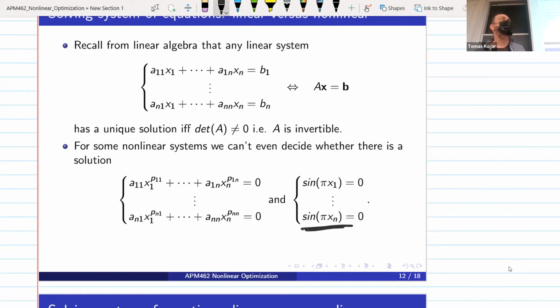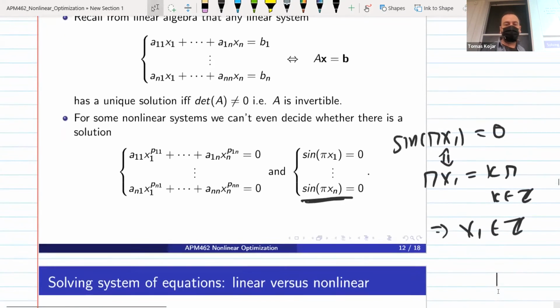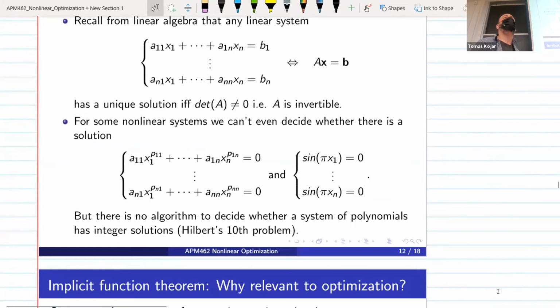Sine is only 0 at, like, when is it 0, right? Pi x1 is 0 whenever you have pi x1 is what? Do you remember? Yeah, k pi, for k an integer. So then you get that x1 has to be an integer. Anyway, so your x are forced to be integers, and it goes under the name of Hilbert's 10th problem.